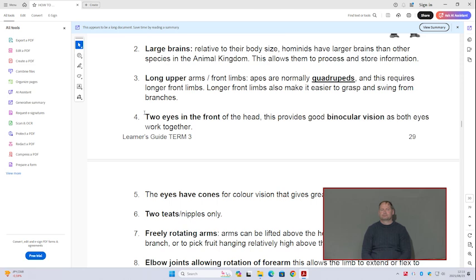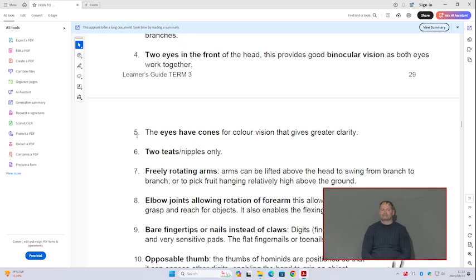And this provides binocular vision, as we know that we are able to see with 2 eyes, and it allows us to see the better view of the surroundings as well. Then the 5th one that we share is that our eyes have cones. We know that the cones are the photoreceptors, which allows us to see color and also to see bright objects. So having cones is for color vision, for greater clarity of what we are looking at.